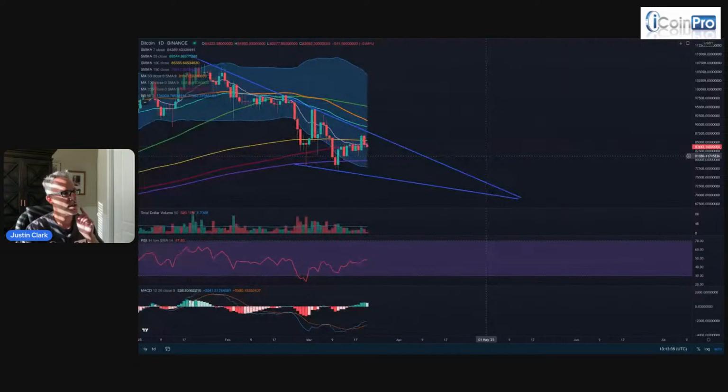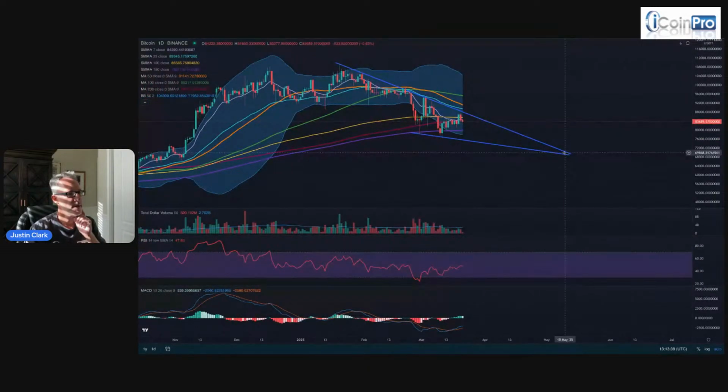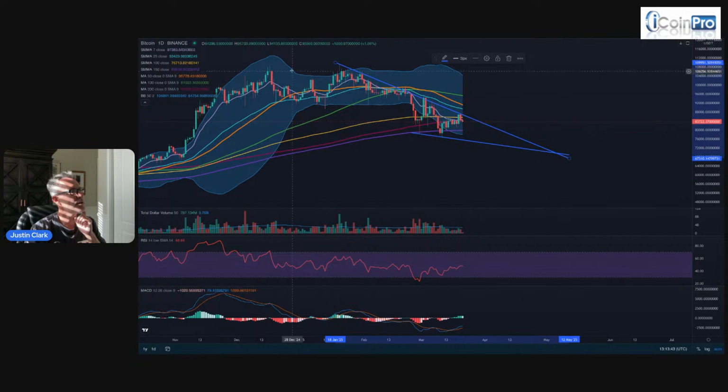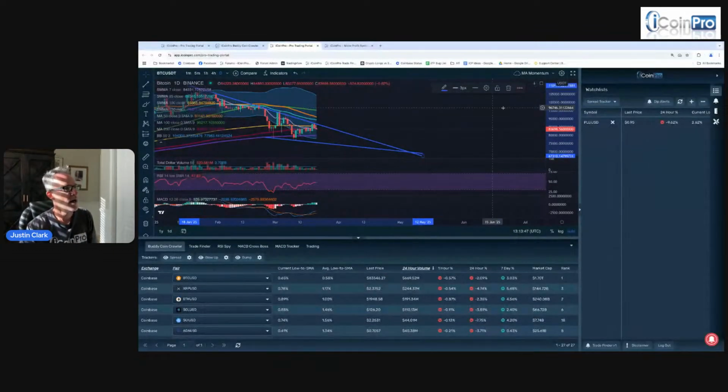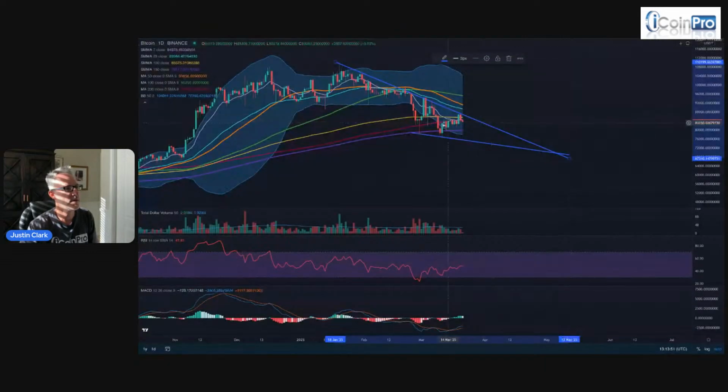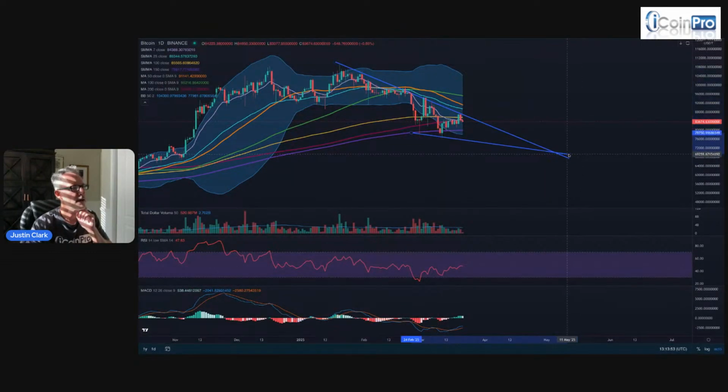Well, looks like we are not in a great position. I'm going to move this on down here a little bit and let me save that. It looks like we came up and hit the top of this structure that we're forming here, potentially. Everything's potential until it happens.